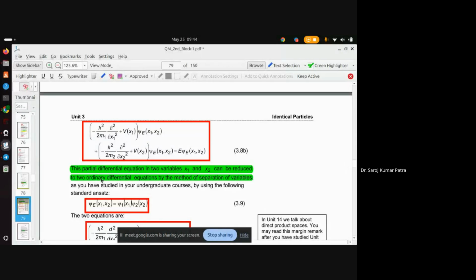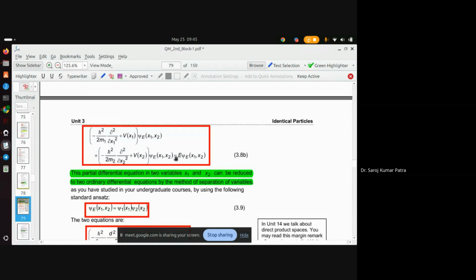So this partial differential equation in two variables x1, x2 can be reduced to two ordinary differential equations by the method of separation of variables. Those of you who are not familiar, I would suggest you go to a mathematical physics book, where the solution of partial differential equations by the variable separation method is covered. Look into that part, so this will be much clearer.